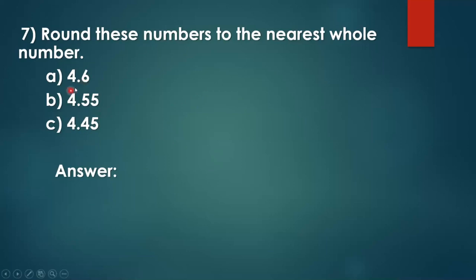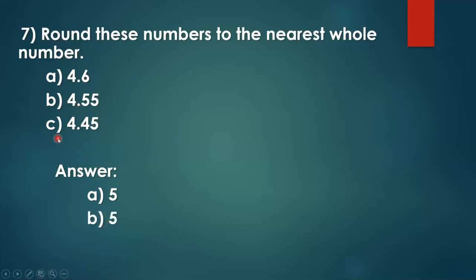So here it is 4.6, which means after the decimal point, it is greater than 5. So it will be rounded up to the nearest whole number. After 4, the next whole number is 5. So the answer for the A part is 5. Now coming to the B part, 4.55. 4.5 means after the decimal point, the number is 5. So if the number is 5 or greater than 5, we will be rounding to the next whole number. So the next number is 5. So the answer for the B part is also 5.